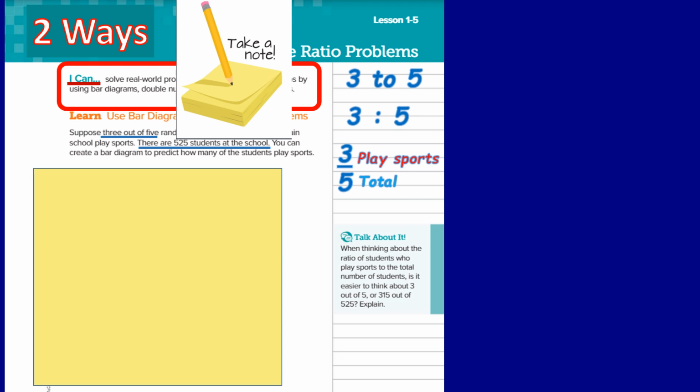That's why I have them. So the first process, I find my ratio and I write it down. This is the process that we have been doing for the first 4 lessons.